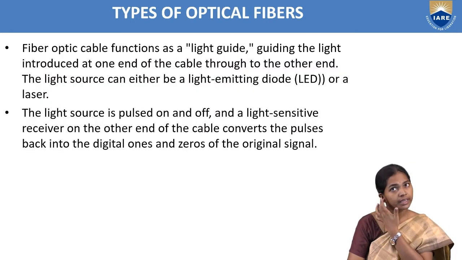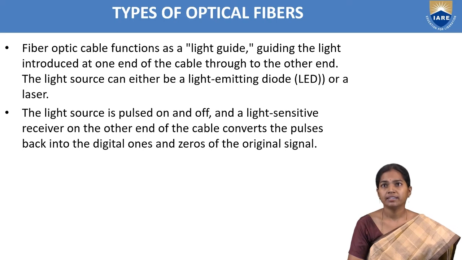Fiber optic cable functions as a light guide, guiding the light introduced at one end of the cable through to the other end. The light source can be either a light emitting diode or a laser. If the information source is in the form of light, the signal is in the form of pulses only, an on and off condition, meaning zeros and ones.